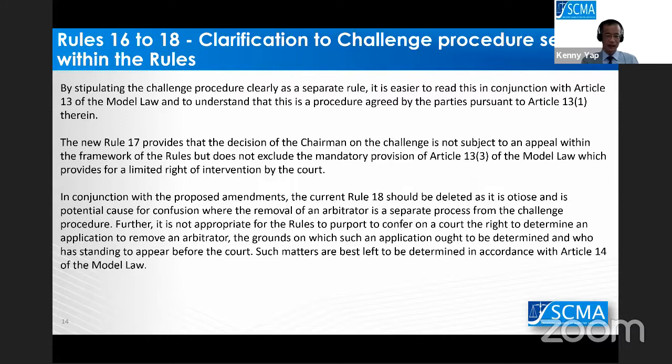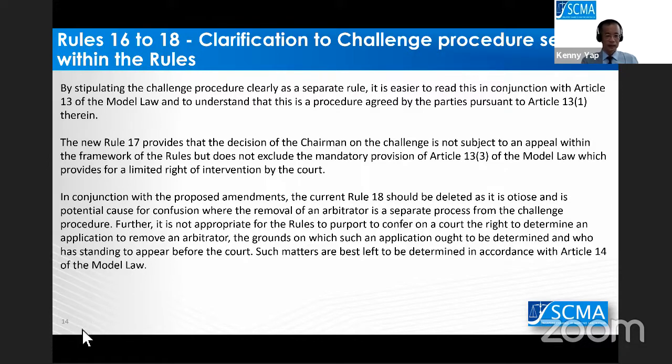Now, this removal of an arbitrator by the court is essentially a separate process from the challenge procedure, and the committee doesn't think that it's appropriate for the rules to purport to confer on the court the right to determine an application to remove an arbitrator, or the grounds on which such an application should be determined, or who has standing to appear before the court. So such matters, we think, are best left to be determined in accordance with Article 14 of the model law, hence the proposal for removal.